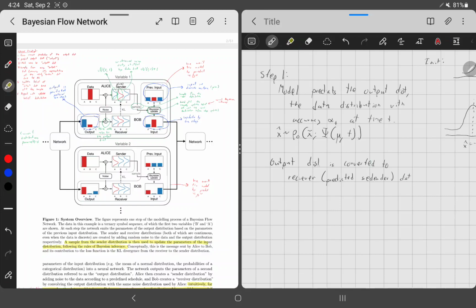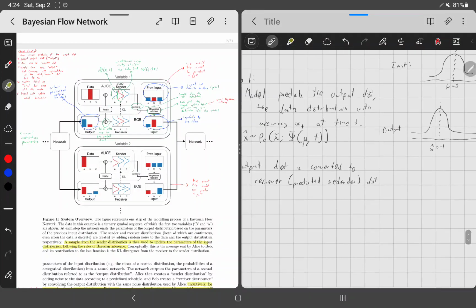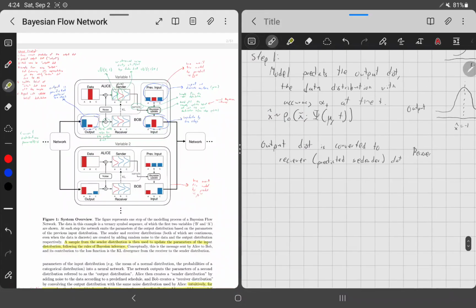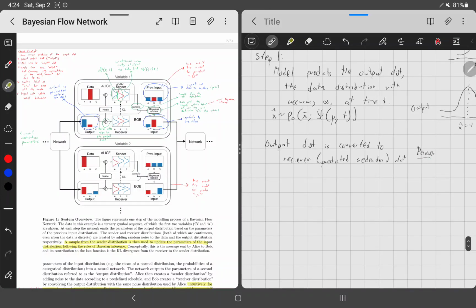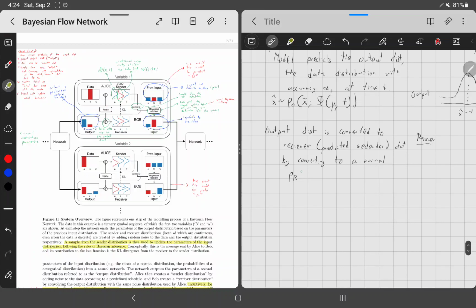So we convert the output distribution. This is our output distribution. We convert this output distribution into the receiver distribution, and you do that by converting it to a normal, given mean x hat, which is p. So this is our distribution, parameterized with x hat and alpha. And alpha is, remember, our accuracy.